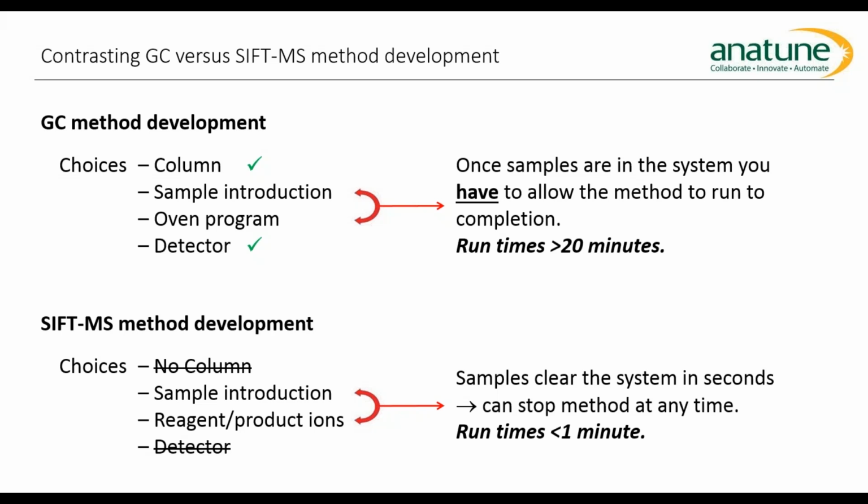So you can see if we have to make changes to our method or vary some of the parameters for our validation exercises, it's much, much more swift than it would be for a GC-MS method. And this does have consequences in the way that we do validations and the way we run methods.